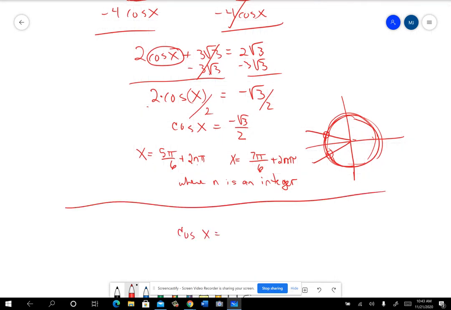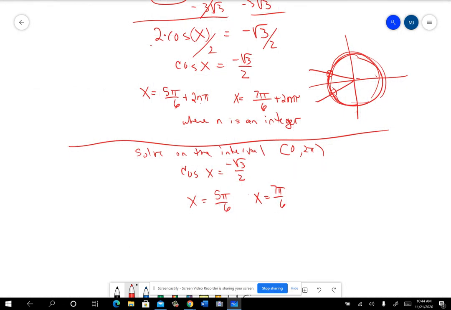Now, let's suppose when you got to here, you had a problem like this. This is kind of like what happens on 26. You got to here, and it just wanted you to solve on the interval from 0 to 2 pi. Well, you do the same work, but your answer doesn't have the 2n pi piece. Then it would just be this or this. X could be either the 5 pi over 6 or the 7 pi over 6. You are restricted to one rotation, and you would just put those 2 for your answers. Okay?